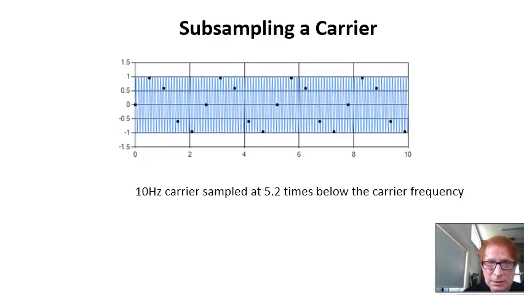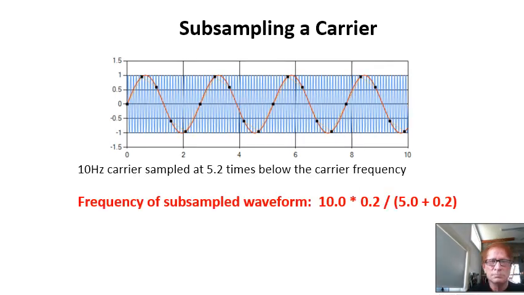Another aside, the Kalman filter allows for arbitrary digital sampling intervals. This will include subsampling a carrier at a rate well below the carrier frequency. This graphic shows a 10 Hz carrier that is sampled at a rate 5.2 times below the carrier. You can clearly see a reduced frequency repetitive digital waveform within the sampled data pattern. We have added the continuous waveform that fits these subsampled data points.